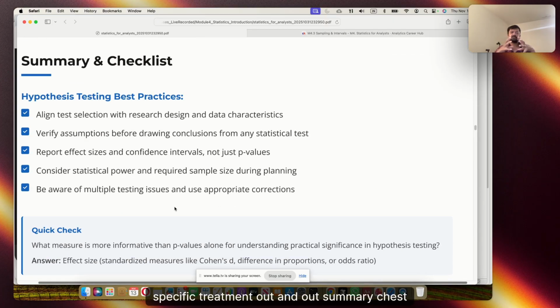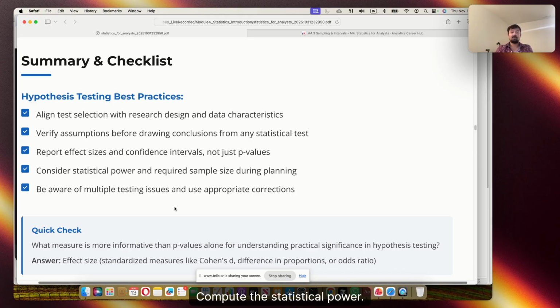Summary checklist. For best practice in hypothesis testing, align the test selection with the research design and the data characteristics, then verify the assumptions before drawing any conclusions. Report the effect size, and report the confidence interval along with the p-values. Consider the statistical power and the required sample size during your planning. This is very important when you are planning any kind of experiment.